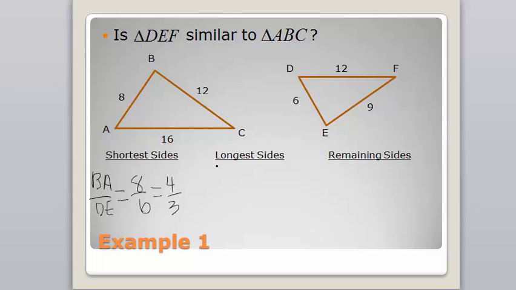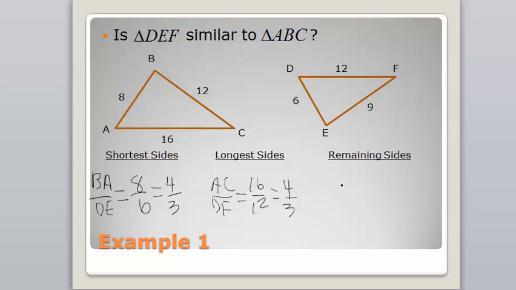Now let's look at the longest sides. Now I started with the triangle on the left in the numerator for this ratio, so I'm going to have to start with the triangle on the left for this numerator. So the longest side is AC over DF, 16 over 12, 4 goes into each, reduces to 4/3.